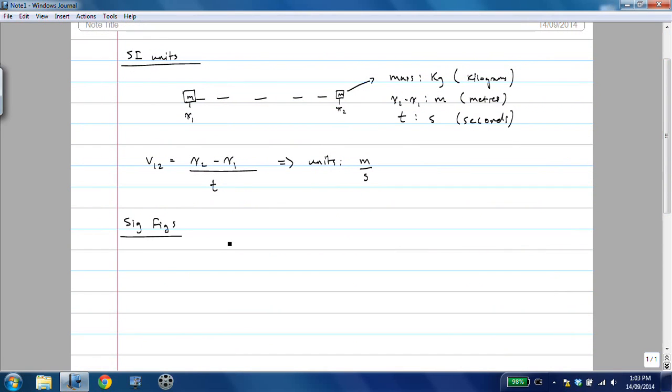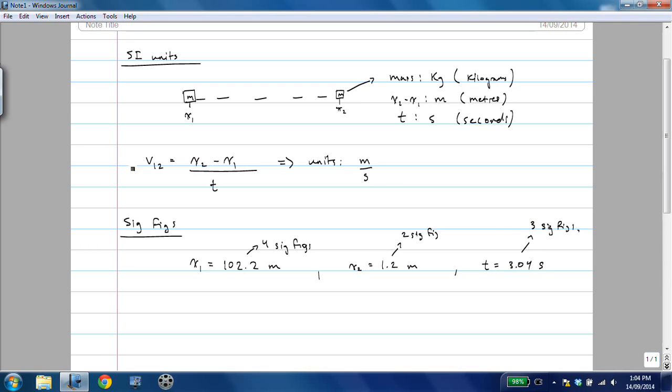So whenever we have a problem, let's say x1 equals 102.2 meters, which would be 4 sig figs, and then x2 is maybe equals 1.2 meters, so this would be 2 sig figs, and the time it took is maybe 3.04 seconds. So this would be 3 sig figs.